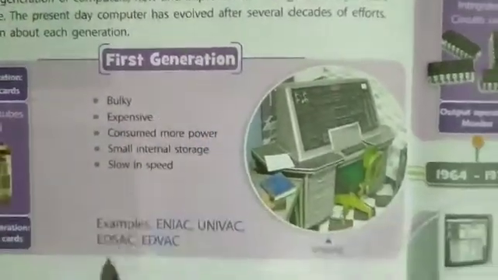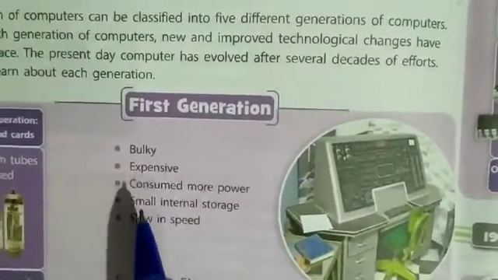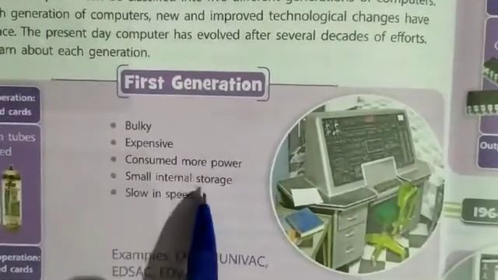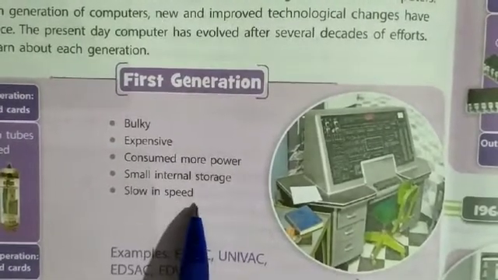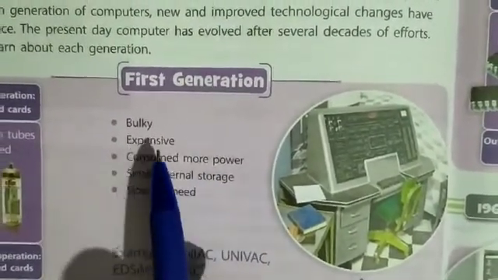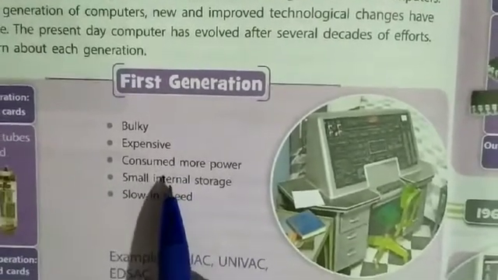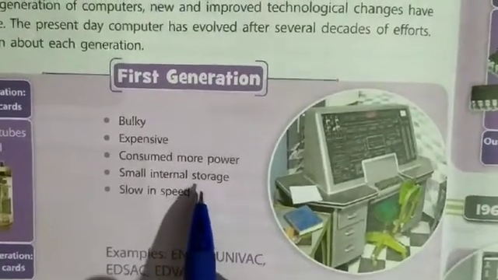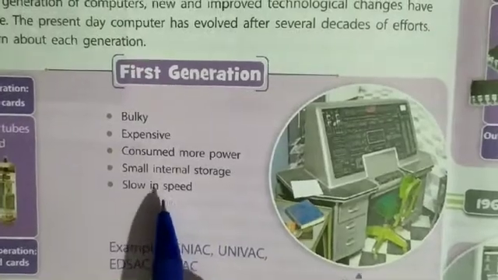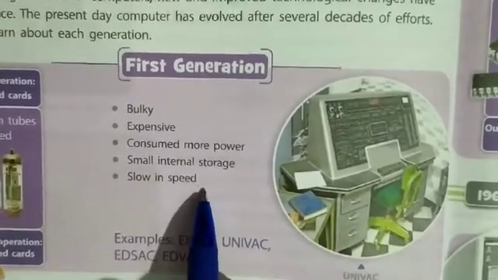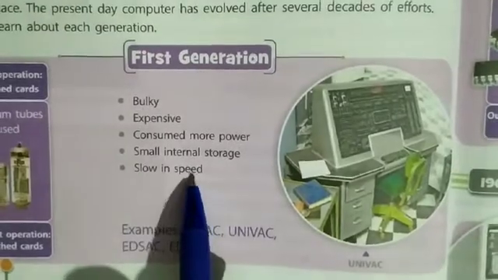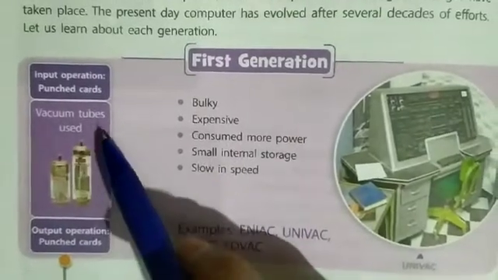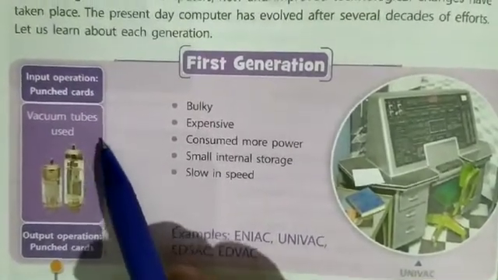First generation. In first generation, computers are bulky, expensive, consumed more power, small internal storage, slow in speed. In first generation, computers are very heavy, very costly, and they consume more power, and their storage capacity was very less. Their speed is also very slow. And in this generation, vacuum tubes are used. This is the main component which is used in first generation computer, that is vacuum tubes.